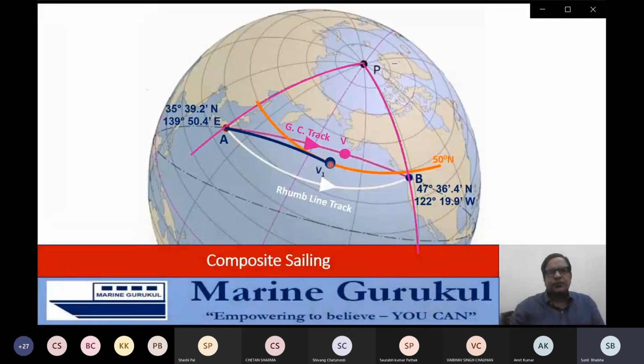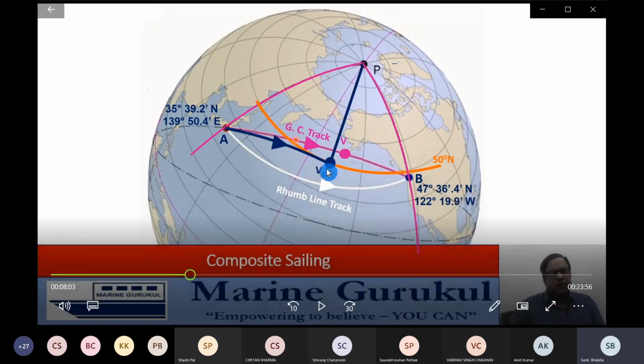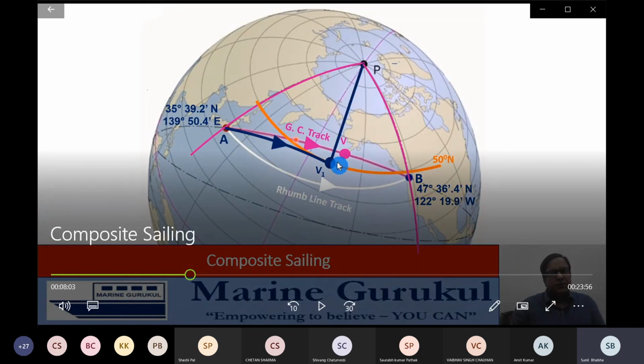V1 represents the vertex of this blue GC track AV1. Now, this is a GC track, obviously. This is the meridian of V1, the vertex. So now we know, beta, this point where the great circle track touches the limiting latitude is the vertex of this particular track. So we named it V1. And what we have done is we have drawn its meridian.